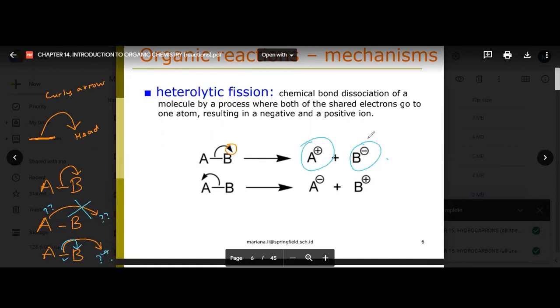Yeah, for example HCl. Okay, you know that before it is like this, right? And then 2 electrons here go to Cl here. So this will change to H plus and Cl minus. Why Cl minus? Since now it has 8 electrons. Before, Cl has 7 electrons, but now it has 8 electrons. So this is Cl minus. Can you understand?